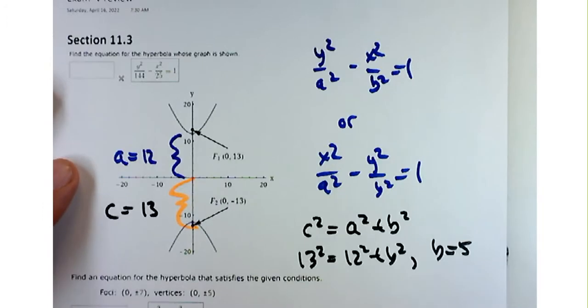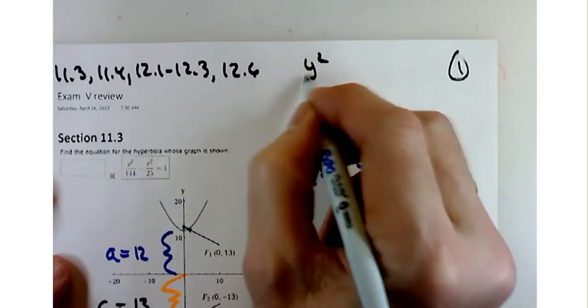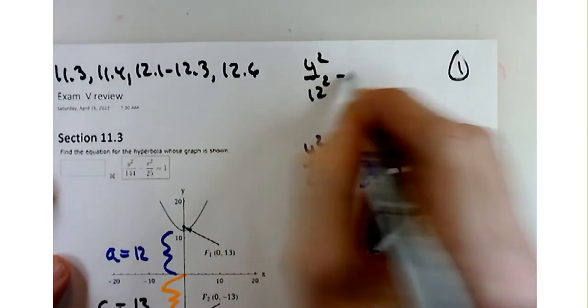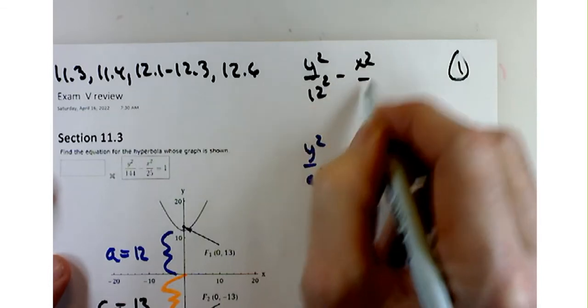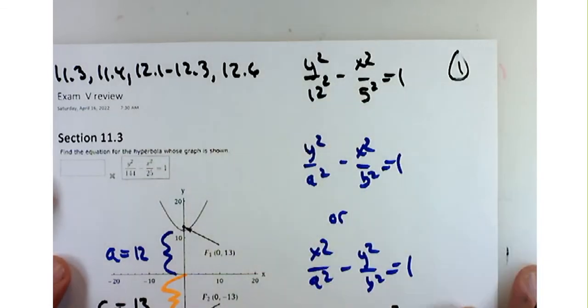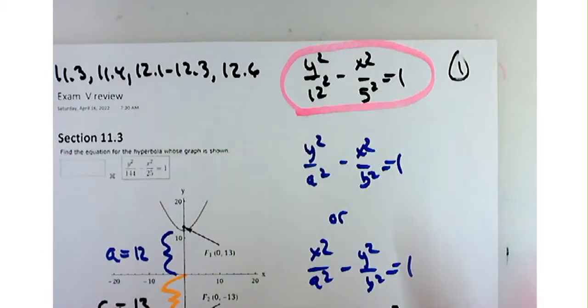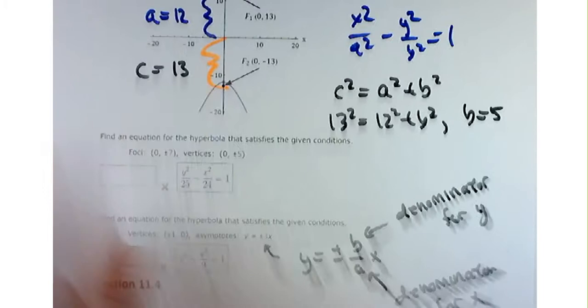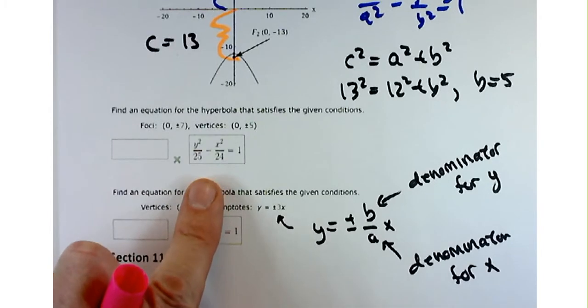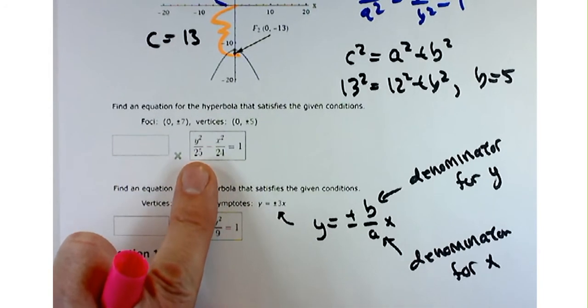So overall, your final equation should look like this. It'd be y squared over 12 squared minus x squared over 5 squared equals 1. And that would be your winner. You could write that as 144 and 25 as well, but I'd be just as happy to see it as being something squared. Same kind of problem with a little bit less visuals here.